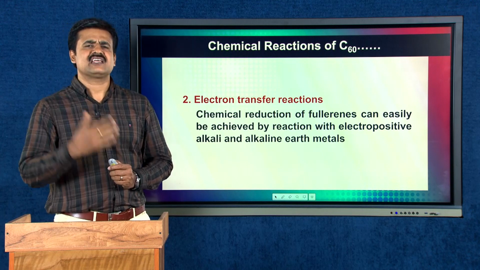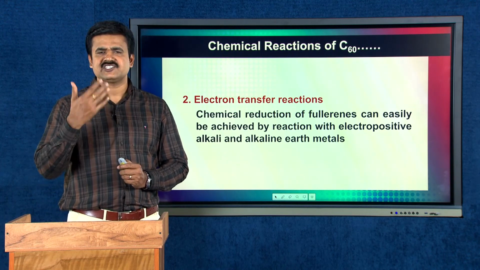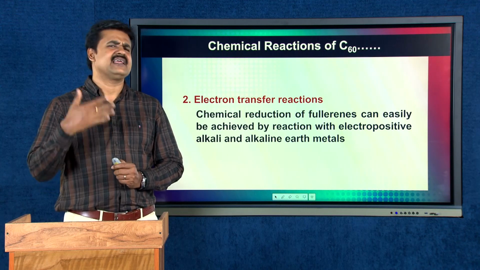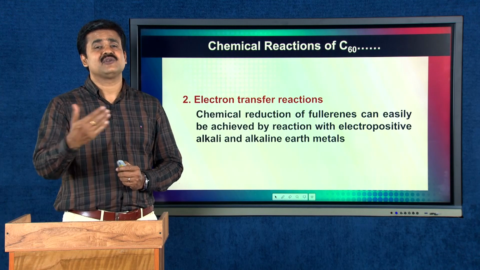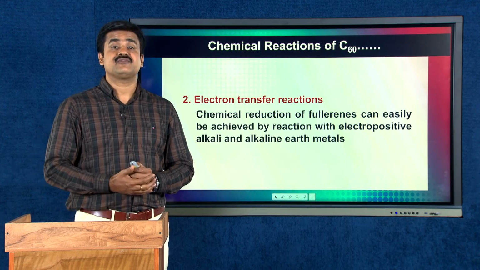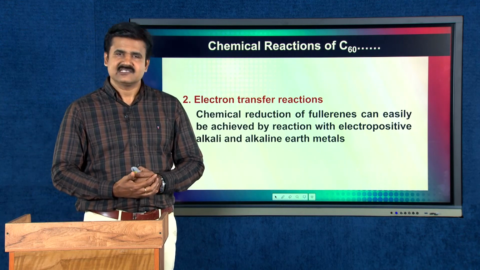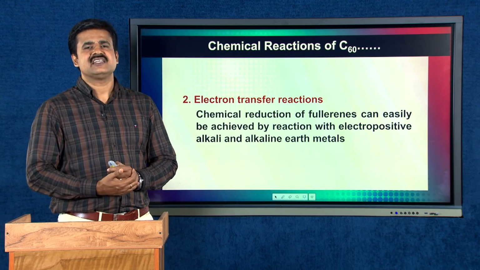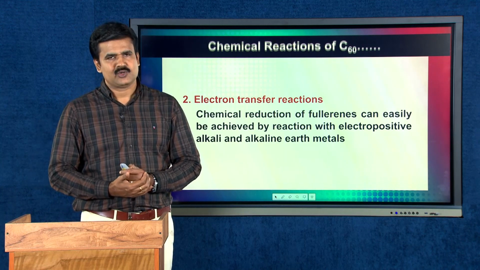You know that the alkali metals lithium, sodium, potassium, rubidium, cesium, francium, and alkaline earth metals beryllium, magnesium, calcium, strontium, barium, radium, etc. are highly electropositive metals. They can donate their electrons to the fullerene system, and such kind of reaction can be considered as electron transfer reactions. So, electron transfer reaction is another category of reaction that is shown by the C60 molecule.